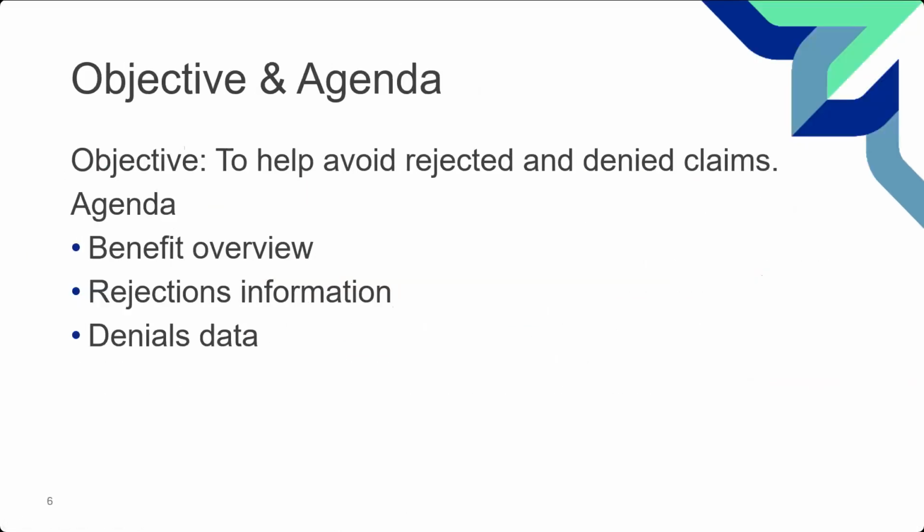So what is our goal today? Our goal is to help you avoid those rejections and denials on claims for chiropractic care. So what we did is we looked at data, and that's where we're coming from. What are we going to do to get through that? We're going to do a basic benefit overview. Now, this came from a couple of questions and some general information that you asked for. We will look at rejections, and then we're going to look at denials. So what is being rejected, and I'll explain what a rejection is, and what is being denied, and I'll explain what that is. We'll talk about some fixes and other things like that.